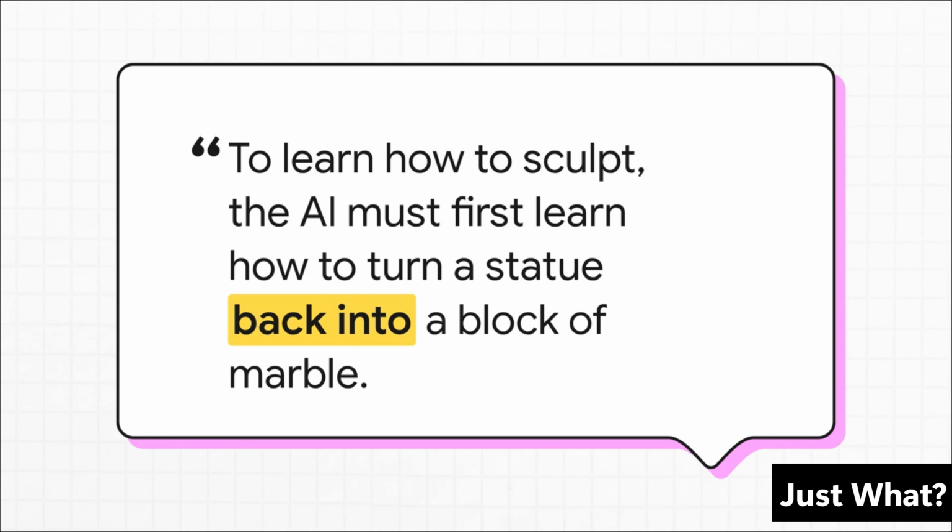And to stick with our sculptor analogy, this is the really critical part of its training. Before our AI can become a master sculptor, it first has to learn how to take a beautiful, finished statue and turn it right back into a rough, undefined block of marble. It has to understand destruction before it can master creation.